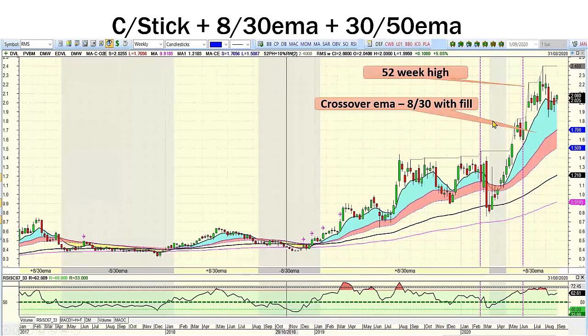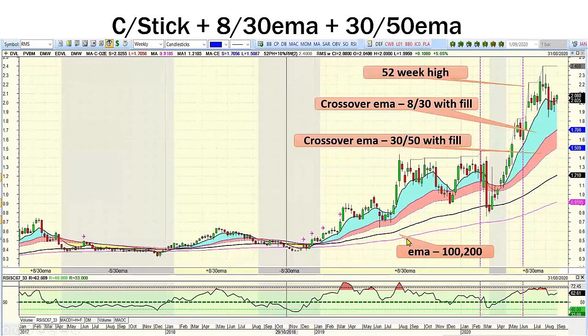Here's the crossover 8 30 EMA with fill, and the 30 50 with fill. And I've also added 100 and 200 EMA. Once again, my 8 30 EMA ribbon, and as you can see, I basically use that ribbon to highlight what I call light and dark. I like to think of a stock being in the dark around this area and coming into light and then moving up until it goes back into darkness again as they move.